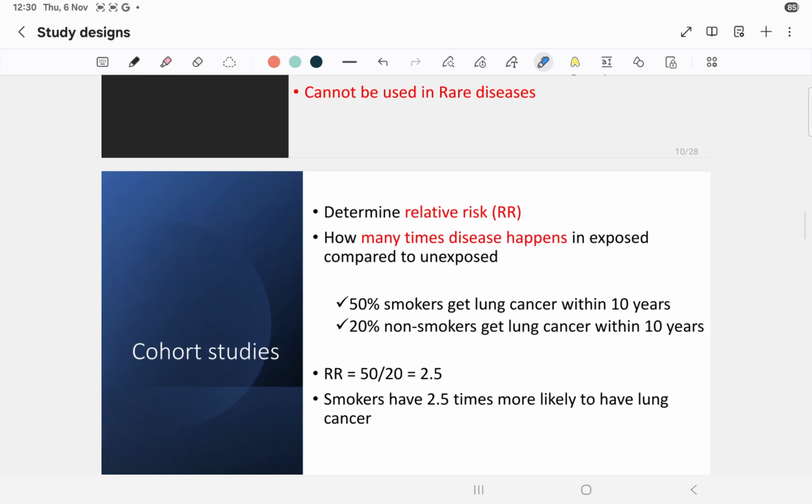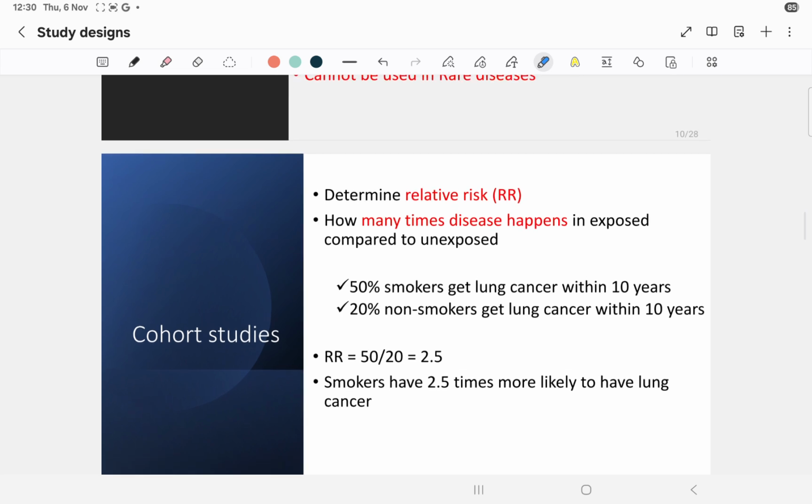So what do we determine from cohort studies? We determine relative risk. What is relative risk?